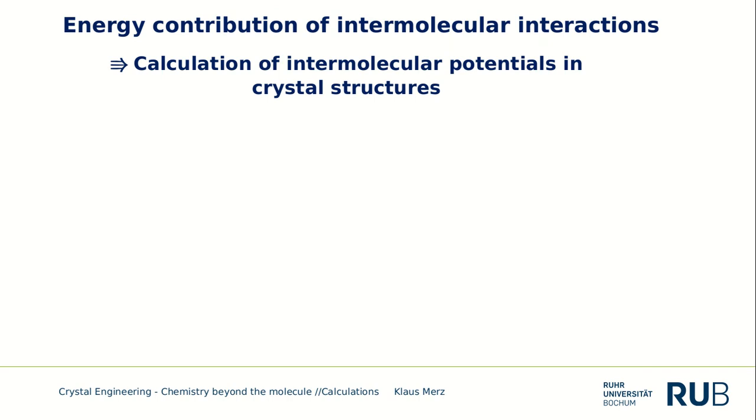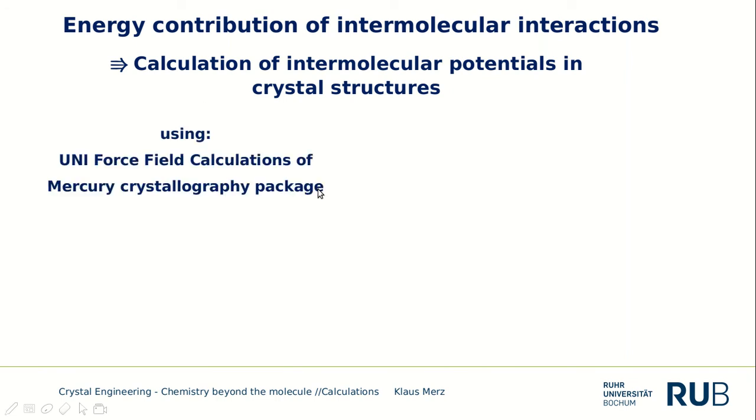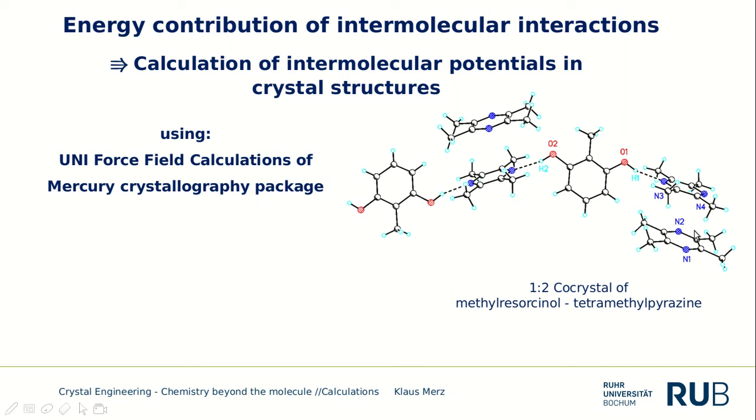Well, next thing, very nicely: in the Mercury crystallographic package, there is one feature called force field calculation. It calculates the intermolecular interaction using force field methods. This is not possible in the low-budget freeware Mercury. You need Mercury with a license, but then you can really nicely interpret and analyze the crystal packing. For example, look at the co-crystal.